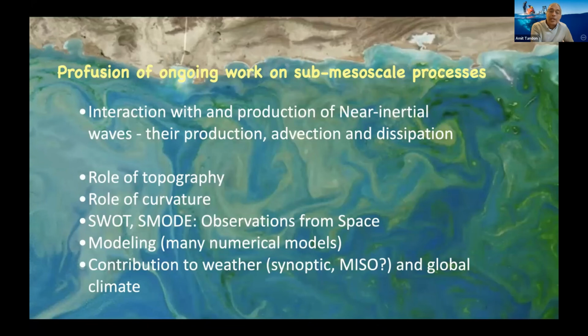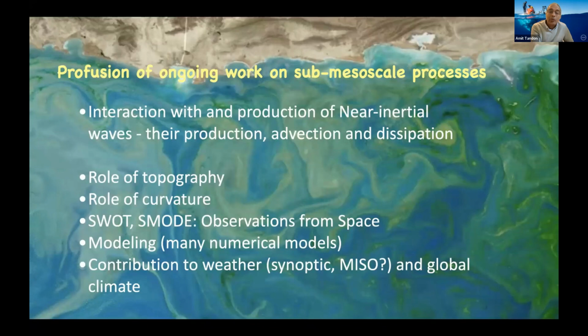There are a lot of very interesting large-scale observations from space which are planned for SWOT and S-MODE. S-MODE already has done some pilot studies, with multiple international collaborations going on, both for SWOT and S-MODE. There are many numerical models that show the profusion of these processes, many studies related to that.